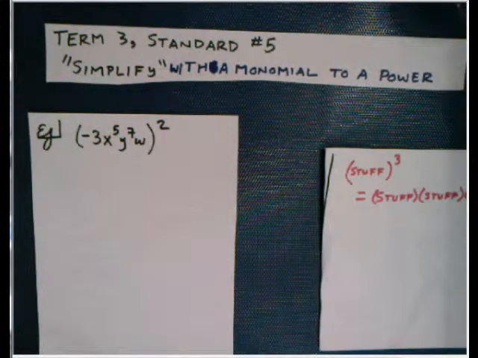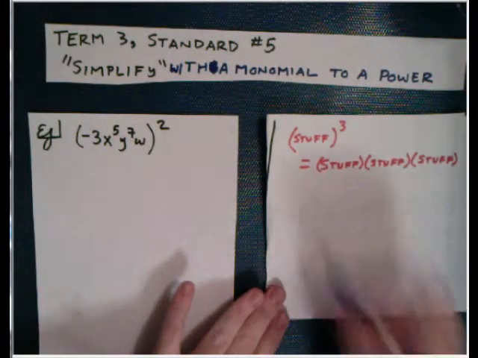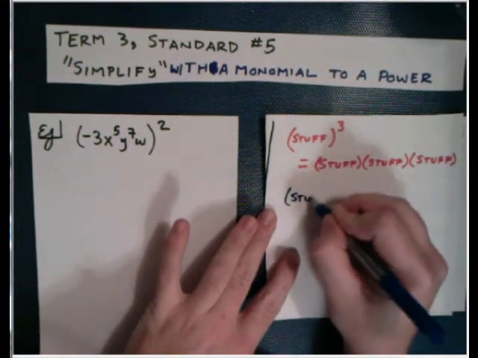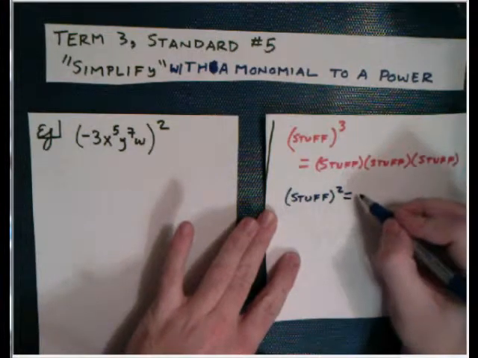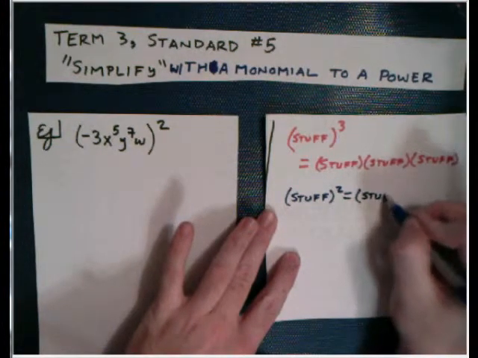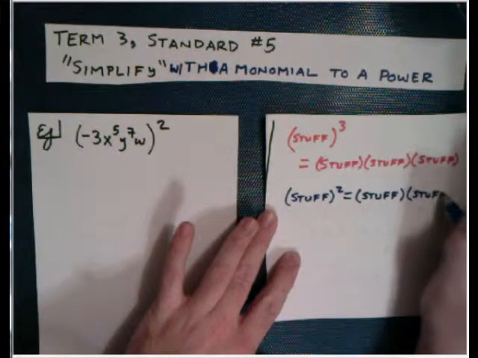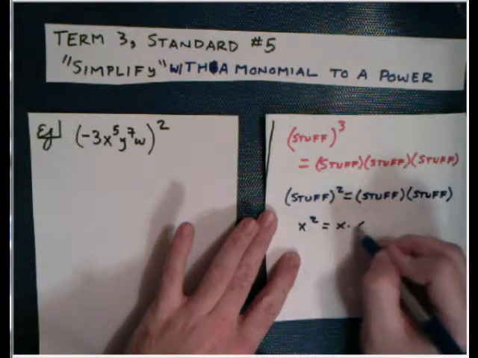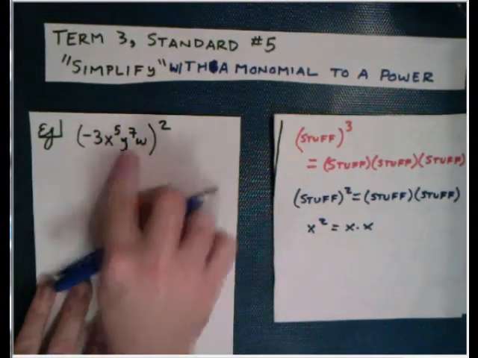So to start that, again, just like the last time, where I'm going to begin is I'm going to think about what it means to take something squared. So when I've got stuff squared, that's going to be stuff times stuff. That's the definition of something squared, just like x squared equals x times x. Okay, so over here, I've got stuff squared. This is just my stuff.